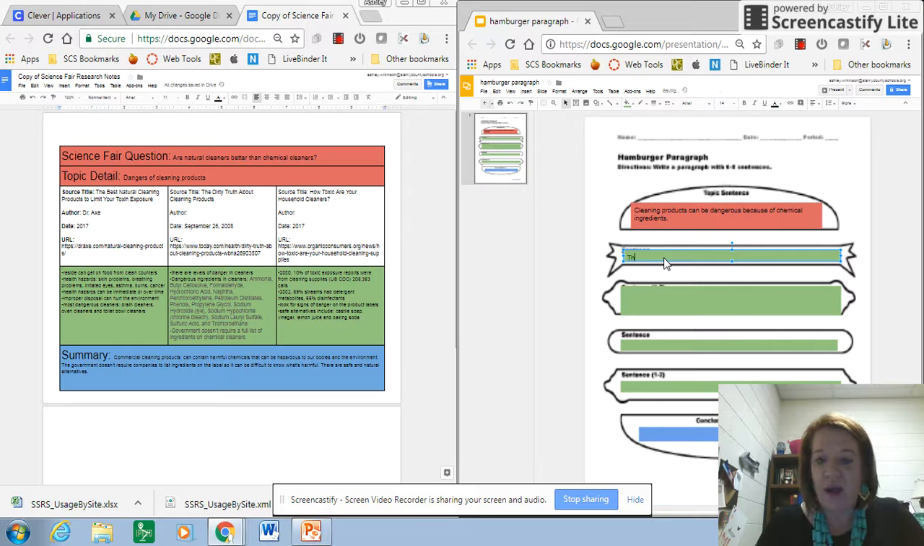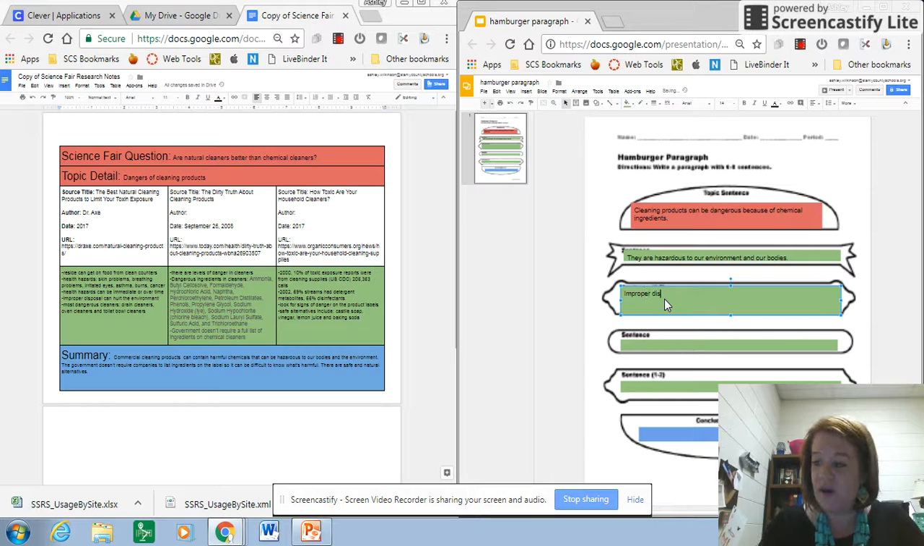So I'm going to write, they are hazardous, another word for dangerous, so I can use a synonym, to our environment and our bodies. So we're letting people know it's not only dangerous and harmful to us personally, it's also dangerous to our environment. So in the next box, I'm going to kind of explain that a little bit.